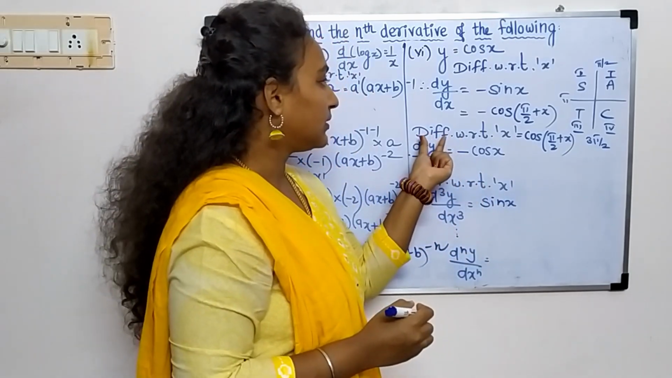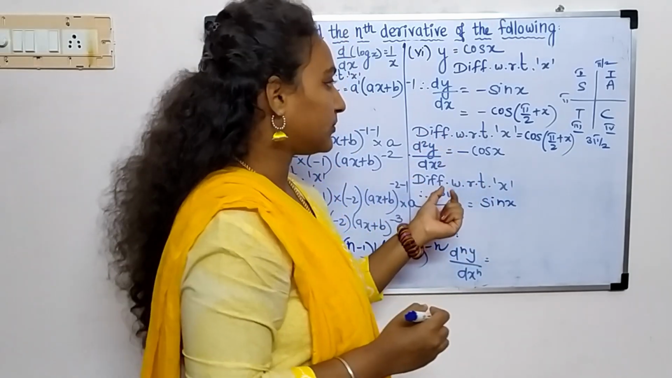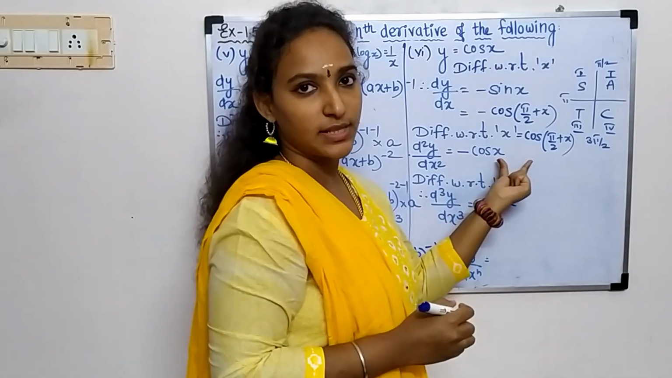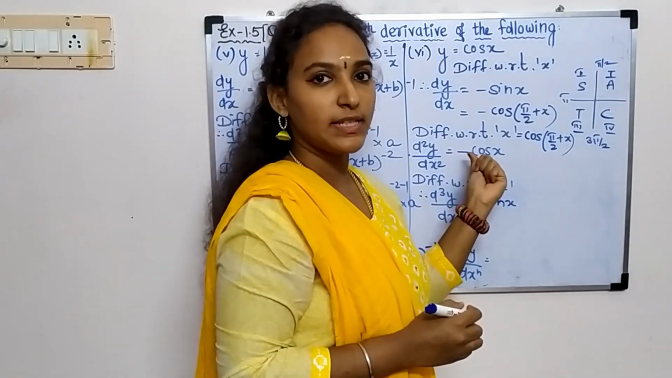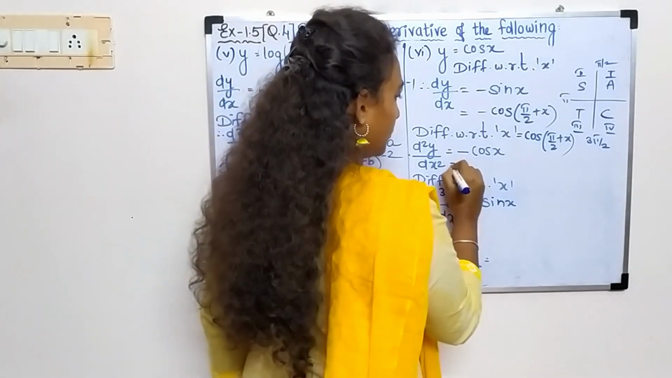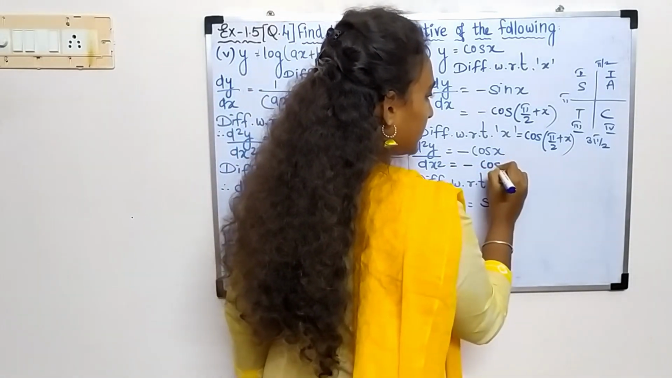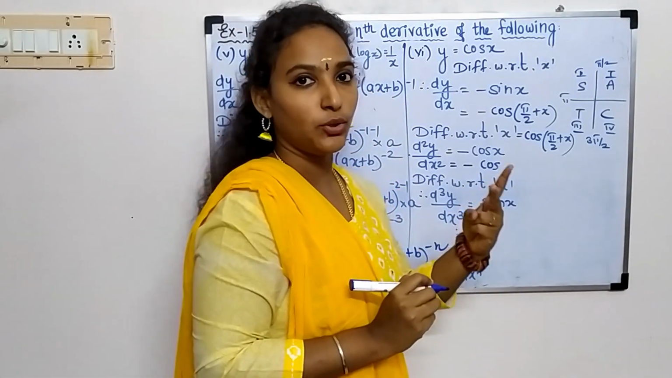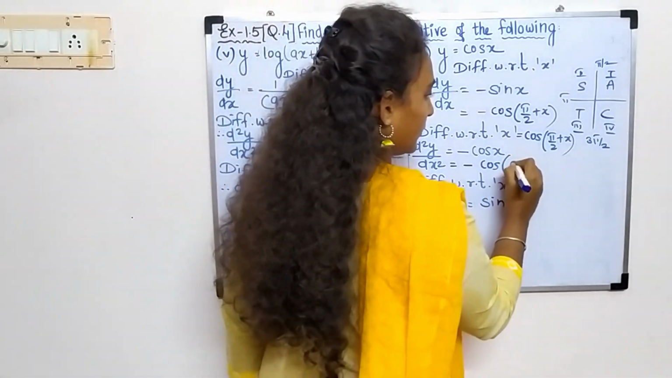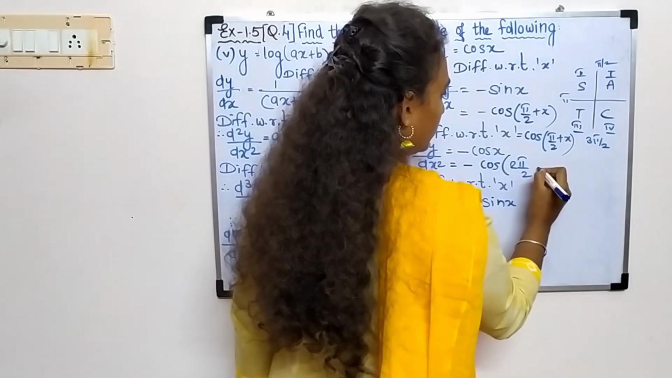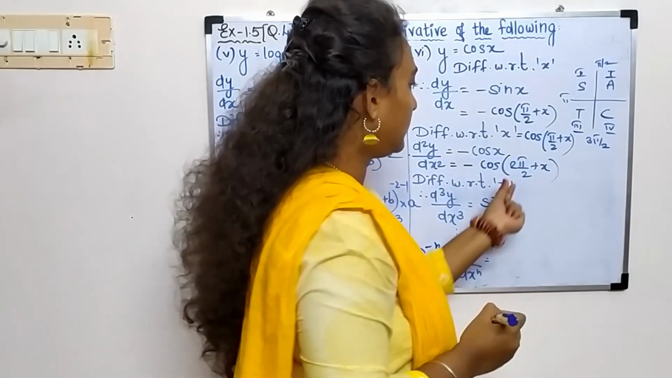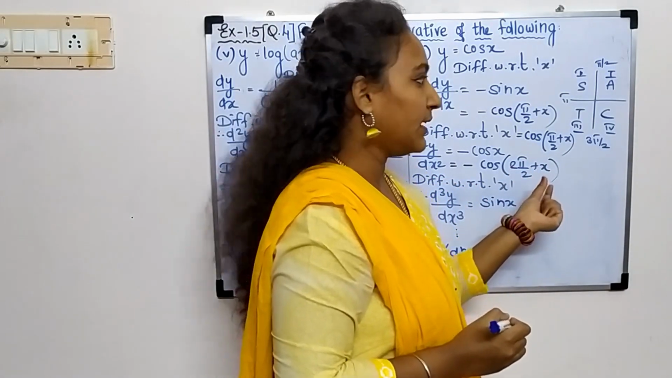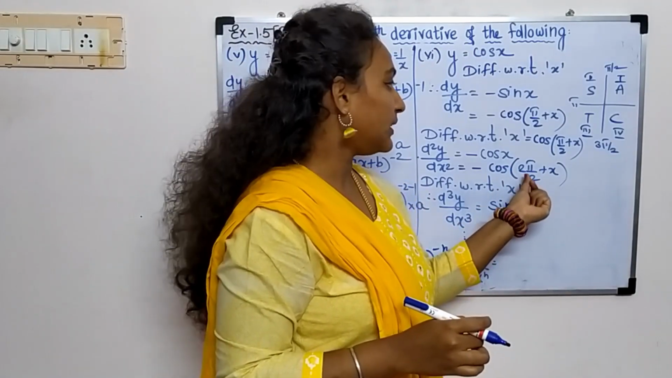Similarly, convert d square y upon dx square. We have minus cos x. We do not require this minus. So, first write minus cos. So this should be 2 pi by 2 plus x. 2 pi by 2 is nothing but pi.